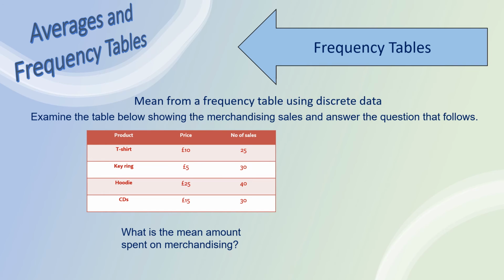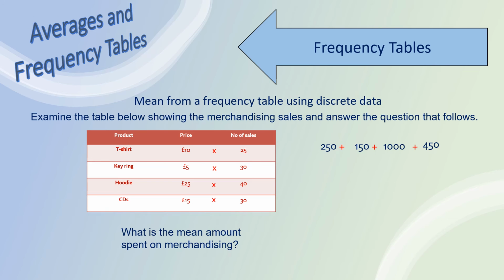Okay, what you have to do is you take your X column and extend it out to your F column. So 10 times 25 is 250. £5 times 30 is 150. 25 times 40 is 1000. And 15 times 30 is 450.